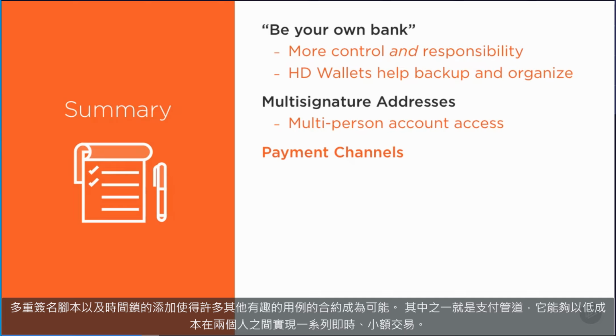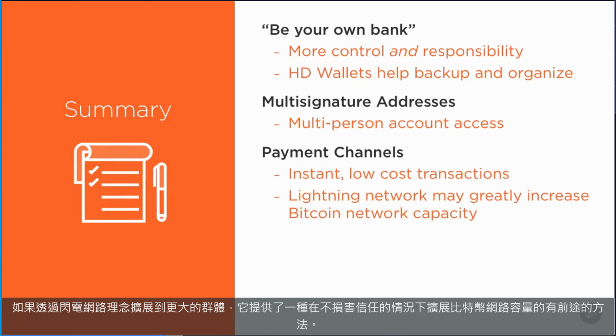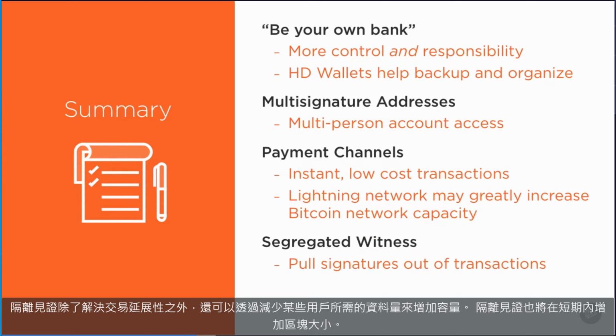One of these is payment channels, which enable a stream of instant and micro-sized transactions between two people at low cost. If expanded to larger groups through the Lightning Network idea, it presents a promising way to extend the capacity of the Bitcoin network without compromising on trust. Segregated witnesses, in addition to solving transaction malleability, will also increase capacity by reducing the amount of data needed by some users. Segregated witnesses will also provide a near-term block size increase.